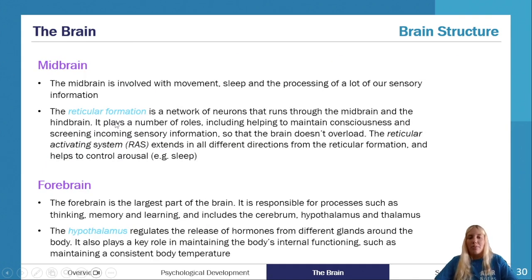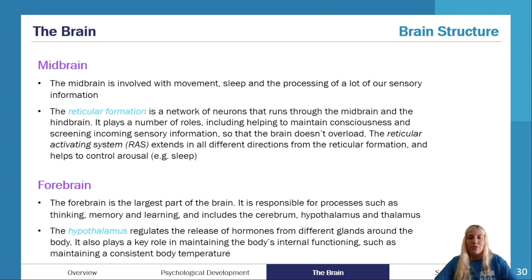So the reticular formation is located here, and this is the one that you need to know. It is a large network of neurons that runs through the midbrain structure and even through some of the hindbrain. It has a lot of roles, but mainly those relating to things like sleep. It helps us to maintain consciousness and also to screen the incoming sensory information so that the brain doesn't overload.